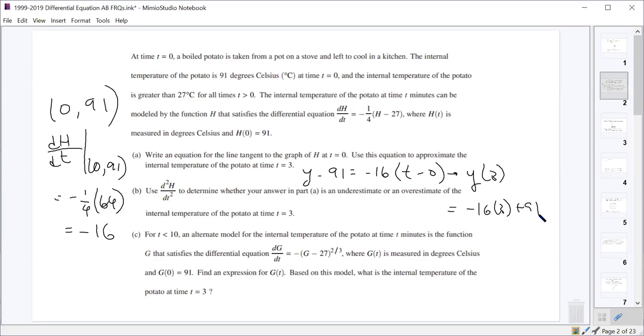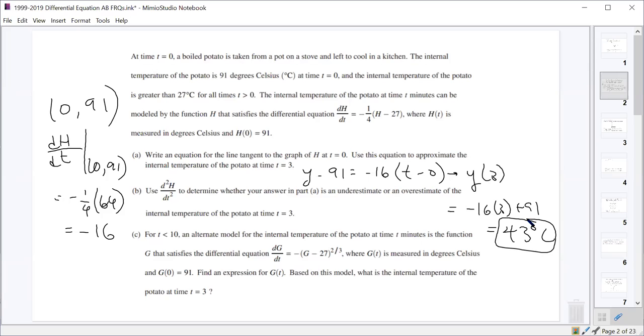Somebody left. They had enough already. Does that sound right? 43 degrees? Yeah, I trust your arithmetic, even though I just said you all make arithmetic errors. I still trust you. That's part A. Everybody good with part A?